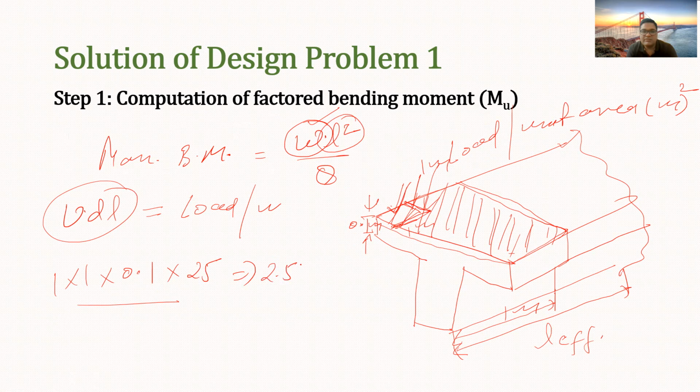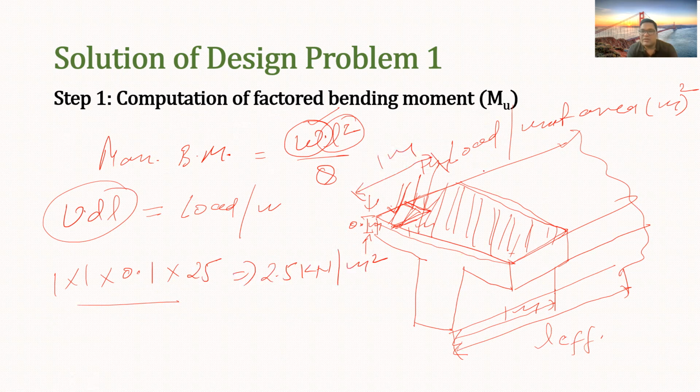So the load intensity will become 2 kilonewton per meter square. Now we can find out what is the area of this slab under 1 meter length. So as we know, this will be 1 meter.